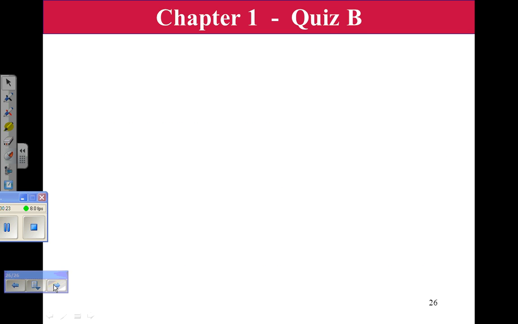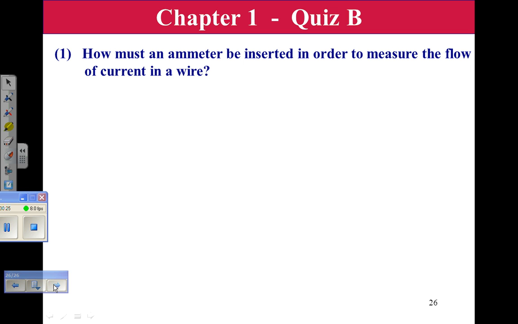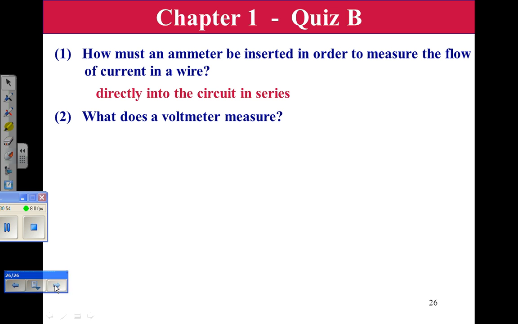Okay, let's get those answers now. How must an ammeter be inserted? Directly into the circuit in series. Break into the circuit. We must break into the circuit. If you get a fill-in-the-blank question that says how must an ammeter be filled in, you better have written down: break into the circuit. All right, that's enough of that. What does a voltmeter measure? Gee, I don't know, what does a voltmeter measure? Electrical pressure differential.